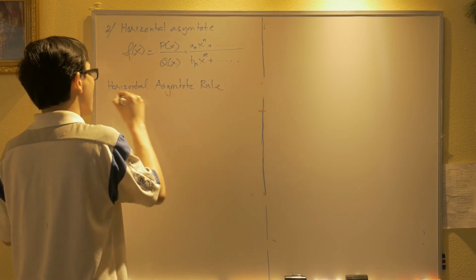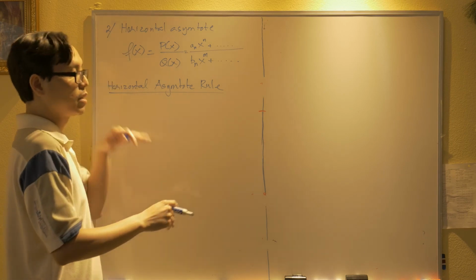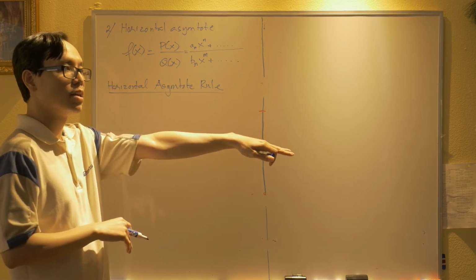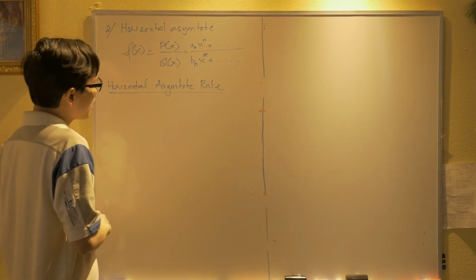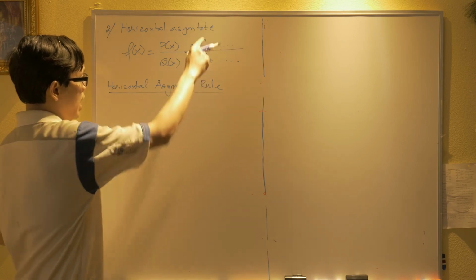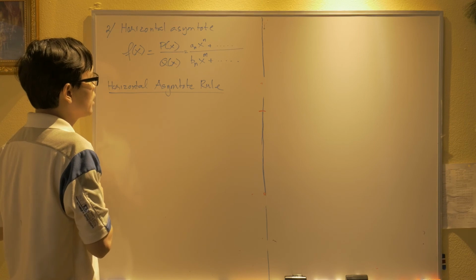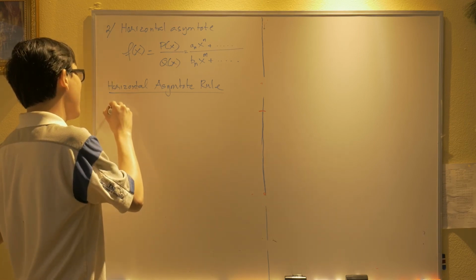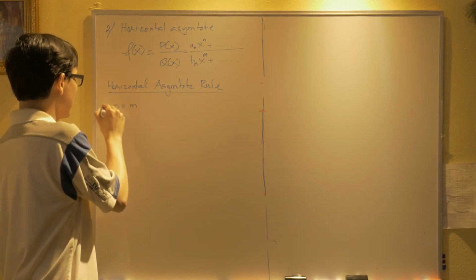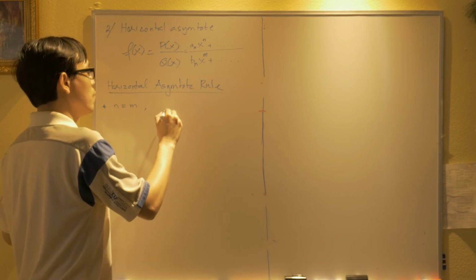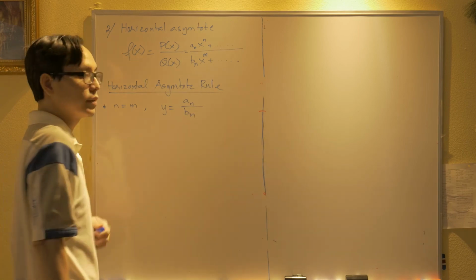These rules help you find the equation of the horizontal asymptote. Because it's a horizontal line, the equation will be something like y equal to a number. So we have to compare n and m, the highest exponents of the polynomials p and q. If n equal m, then the horizontal asymptote will be y equal to a sub n over b sub m.